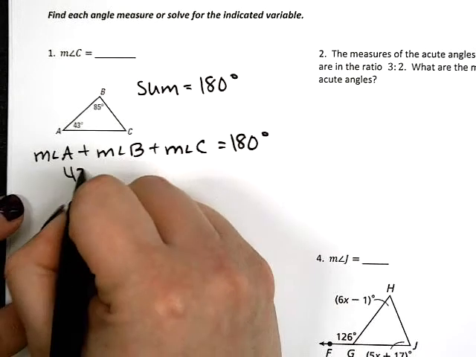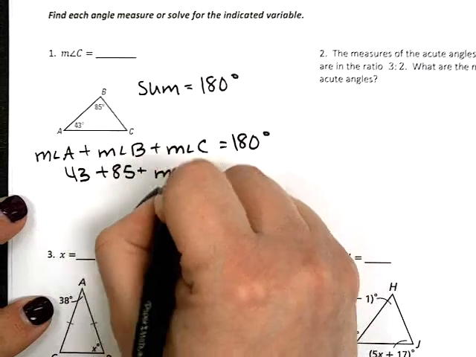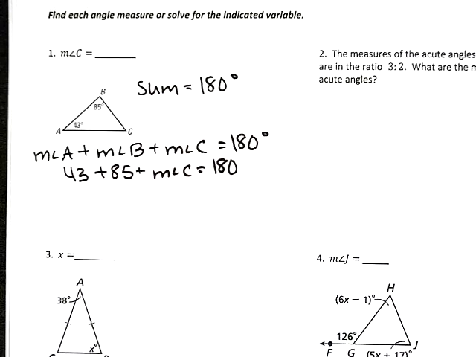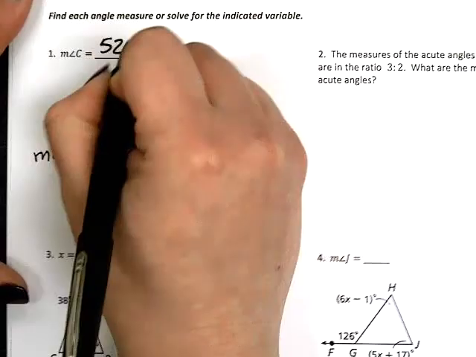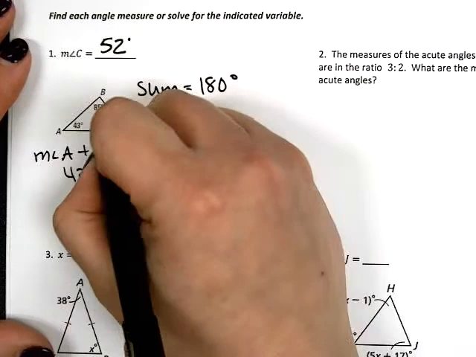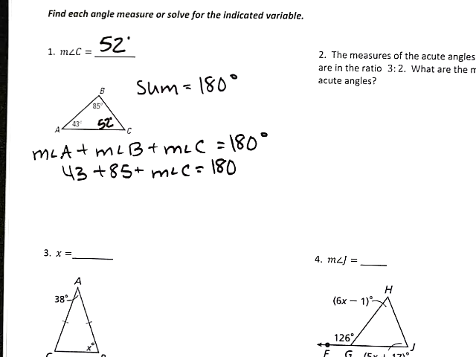So 43 plus 85, and the measure of angle C is 180 minus that. Oops. We get that the measure of angle C is equal to 52 degrees. Okay, inside always has to equal 180. So you can always double check and make sure that those actually add up to 180 once you're done.